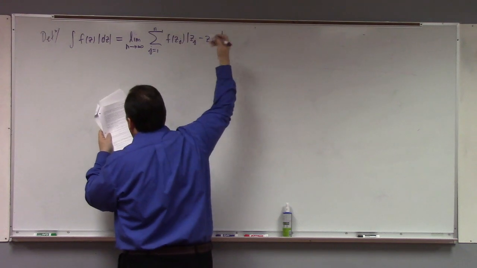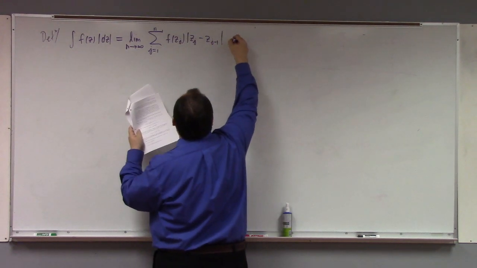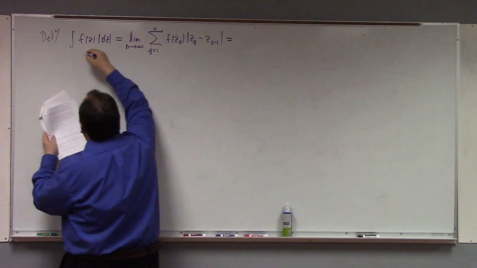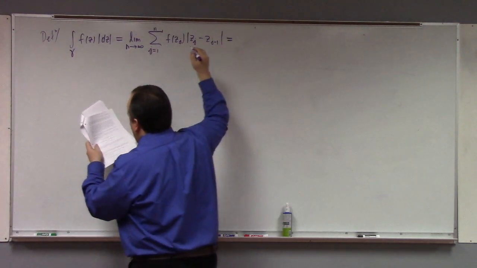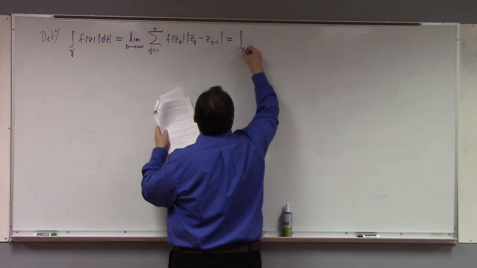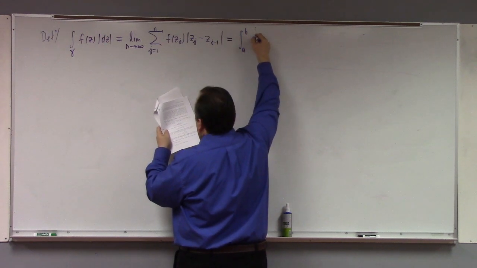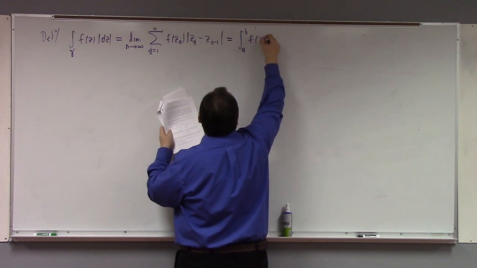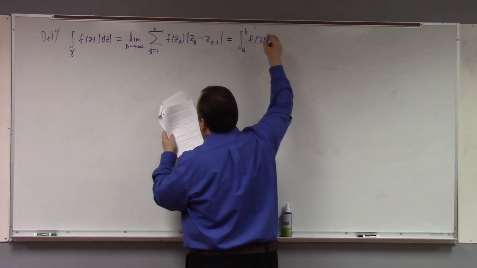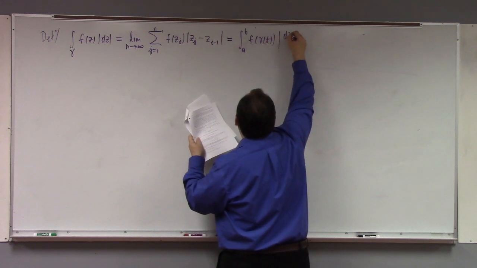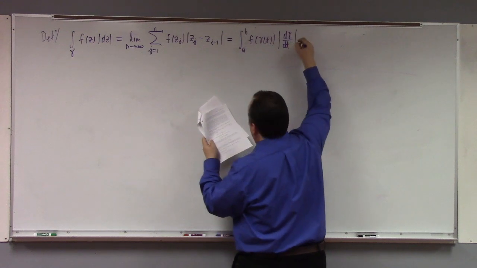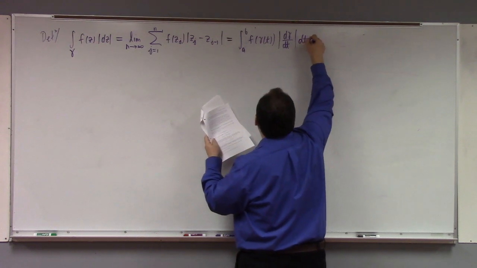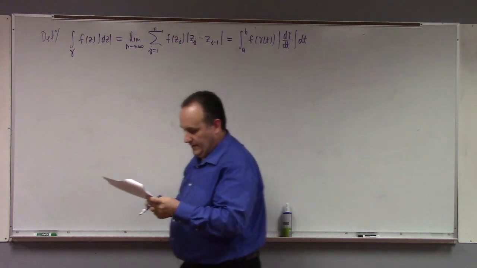But if we go through calculations similar to what we did at the start of class, you could prove that that's in fact the same as the integral from a to b of f of gamma of t times the modulus of gamma prime of t, the length of the complex derivative, dt.